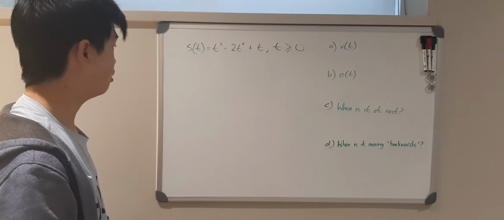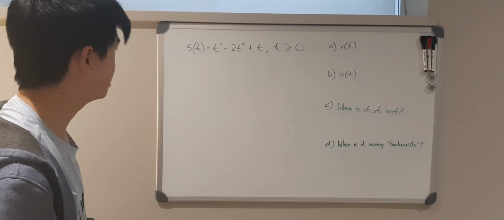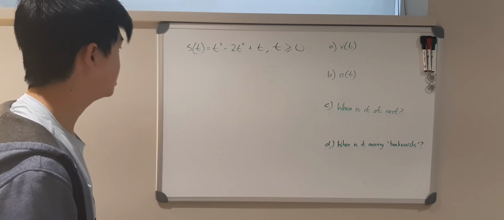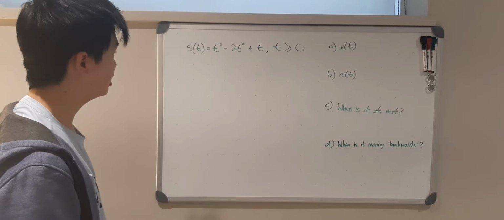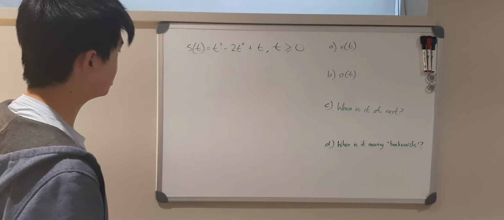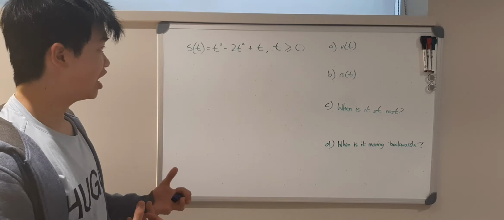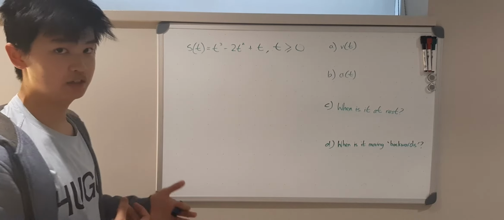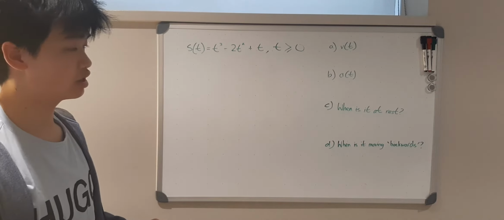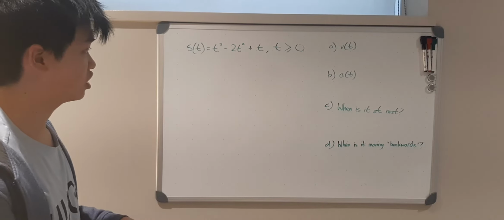Hello, so here we have the displacement time function of a particle where s of t is equal to t cubed minus 2t squared plus t, where t is more than or equal to 0. So t is time and s is displacement. So first we have to find v of t, which is the velocity time function.